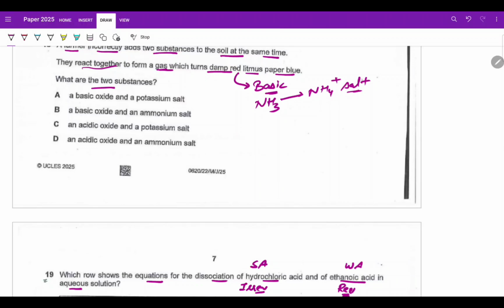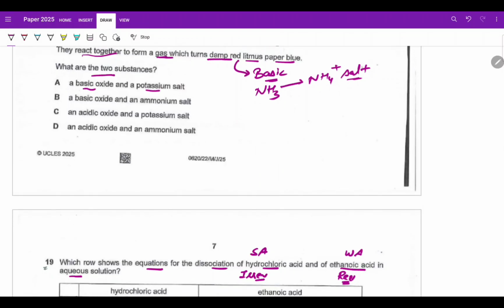Okay, what are the two substances he is adding? Number 1, a basic oxide and potassium salt. No, I require ammonium salt. A basic oxide and ammonium salt, this could be possible. An acidic oxide and potassium salt. No. An acidic oxide and ammonium salt. Ammonium salt is correct, but a substance added to the soil cannot be an acidic oxide. Generally, we do not add acidic oxide, we add basic oxide.